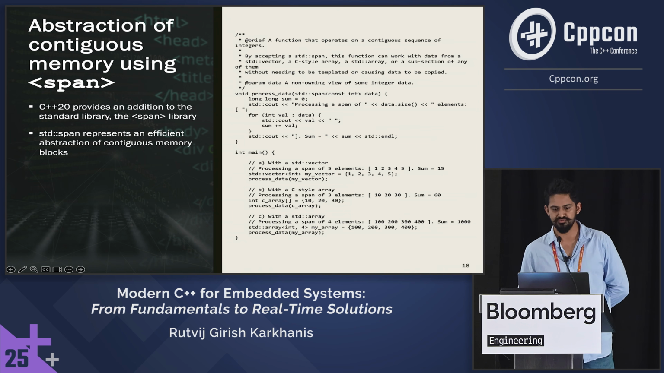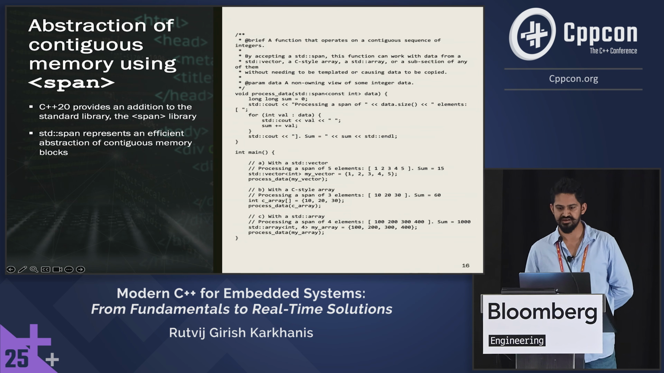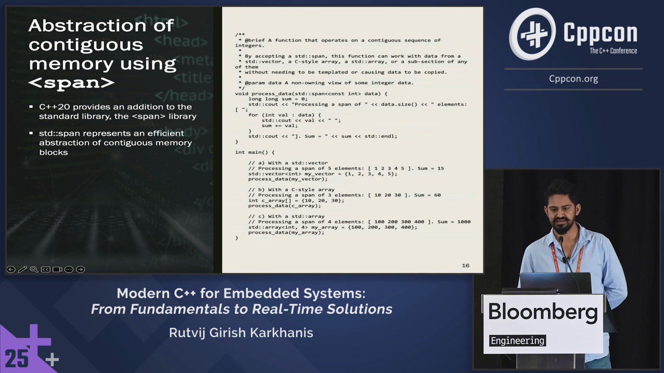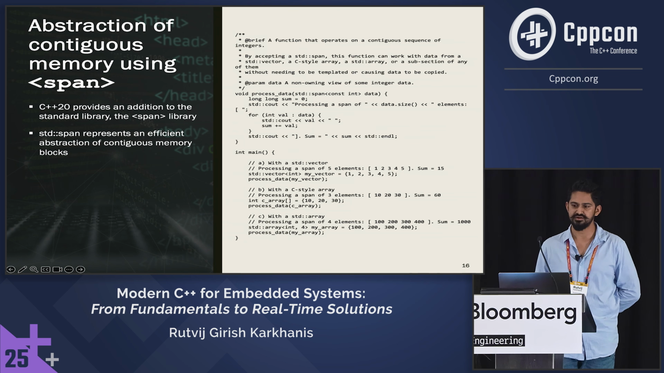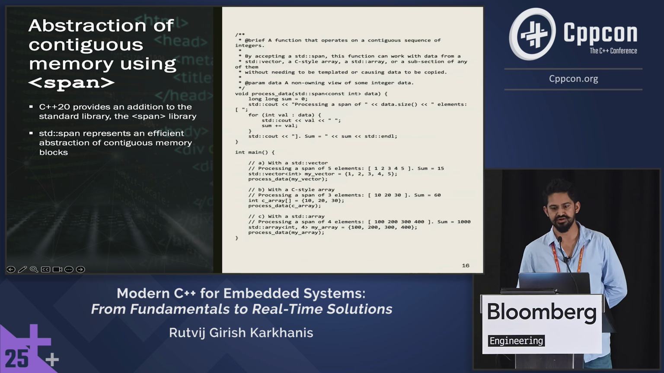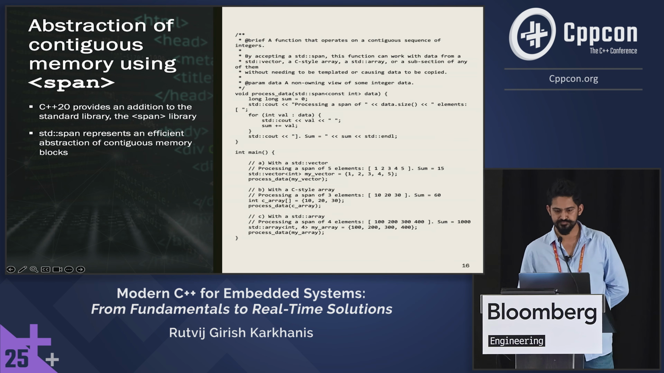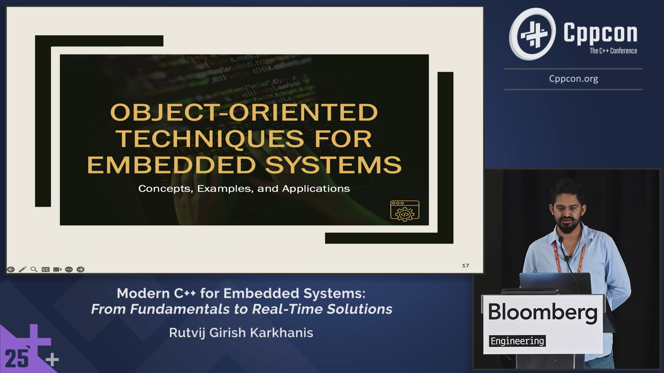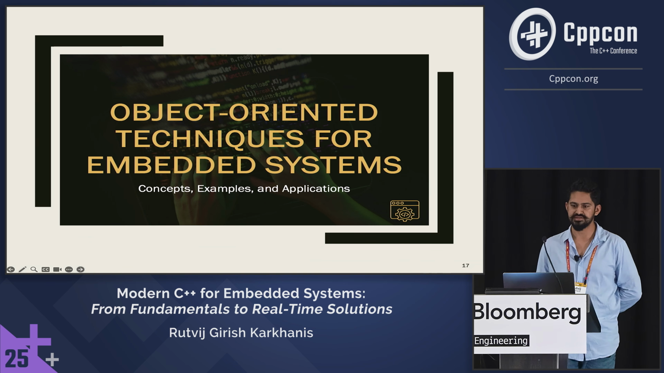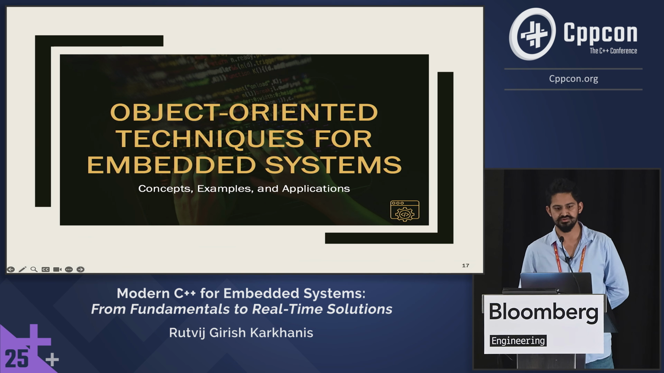So in this example, we see that the process data function can be passed any contiguous container, for example, a vector, a C array, or an std::array object, for the same operation to be performed on the data. Now let's look at some of the object-oriented techniques we can take advantage of for developing embedded systems.